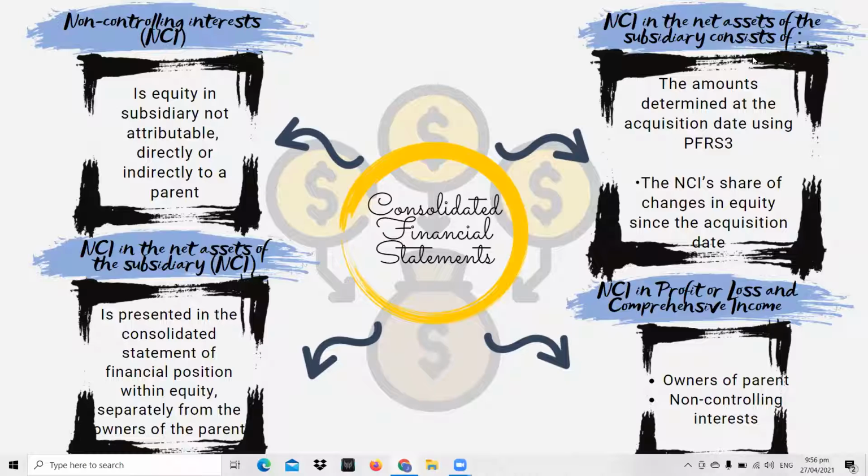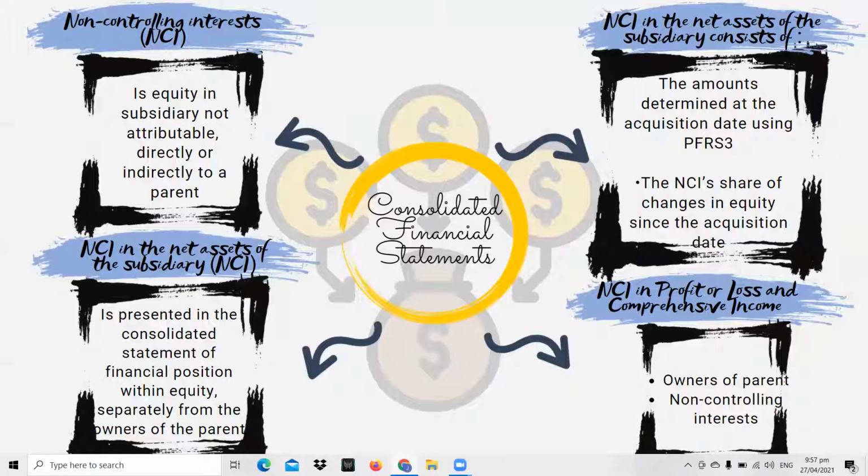Next is the non-controlling interest, which is also known as minority interest. That is the equity in a subsidiary not attributable directly or indirectly to a parent. Non-controlling interest arises in a business combination in which the parent acquires less than 100% interest of the subsidiary, or when the subsidiary is not wholly owned by the parent. Non-controlling interest is measured at either fair value or NCI's proportionate share of the acquirer's identifiable assets.